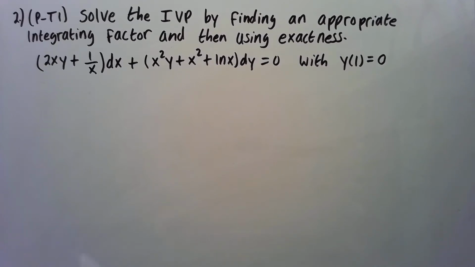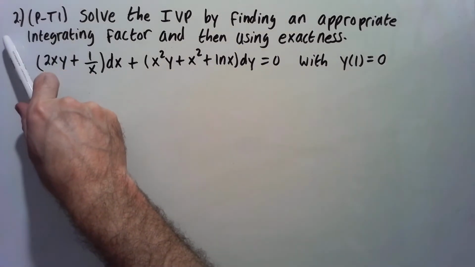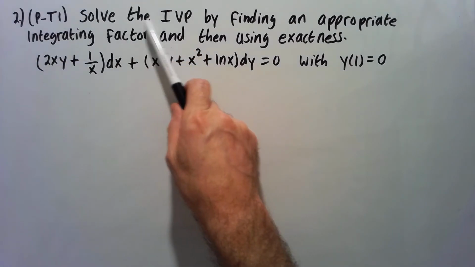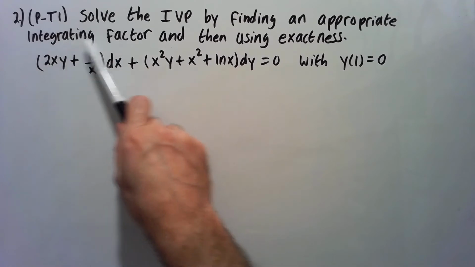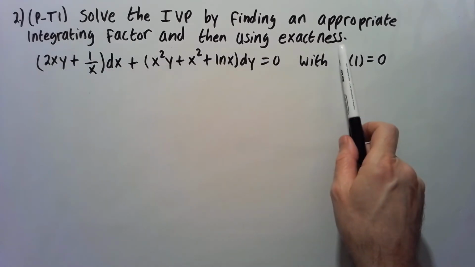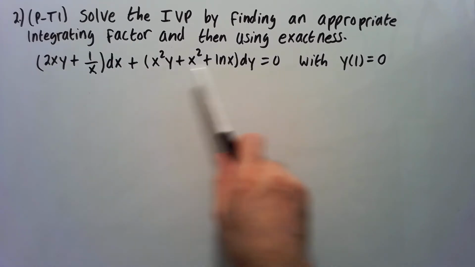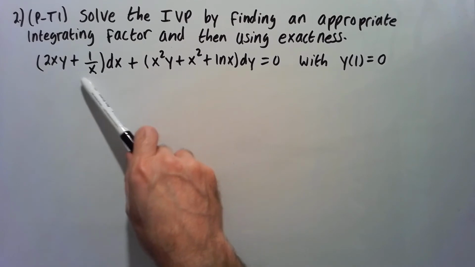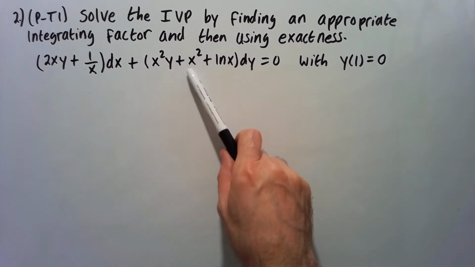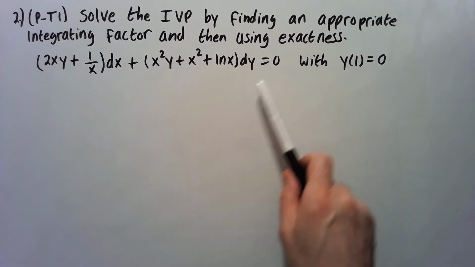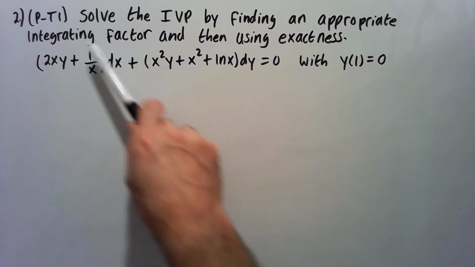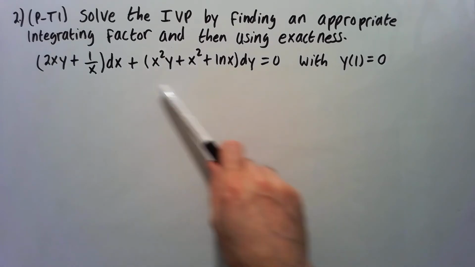Okay, so let's look at practice test 1, question 2. It says solve the initial value problem by finding an appropriate integrating factor and then using exactness. So here's your differential equation: (2xy + 1/x) dx + (x²y + x² + ln x) dy = 0. Okay, so this is going to be my M, this will be my N.